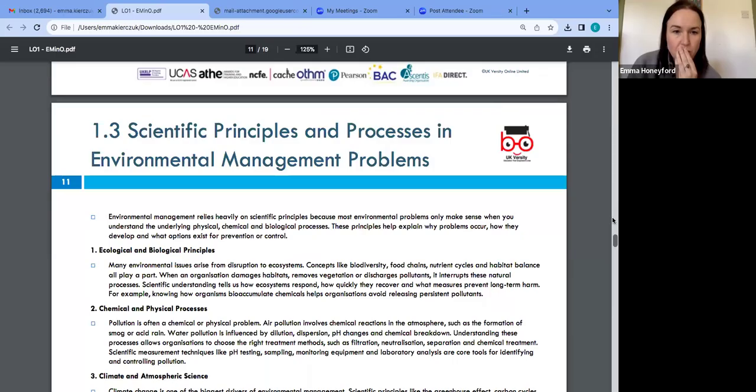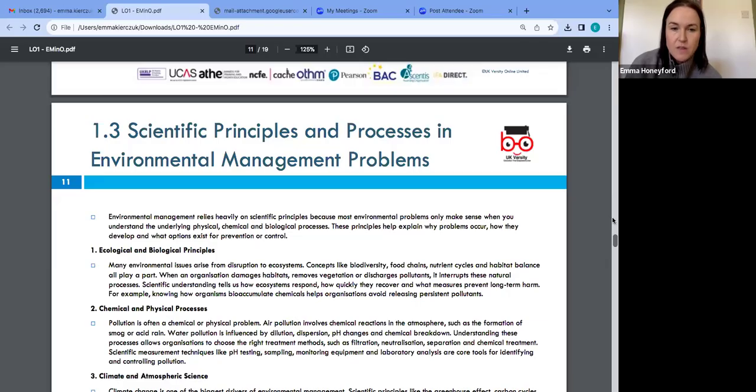Environmental management relies on scientific principles and processes in environmental management problems. It relies heavily on scientific principles because most environmental problems only make sense when you know what the physical, chemical and biological processes behind them are. So again, it's all about the science. Understanding the science helps us understand the impacts to ecosystems.